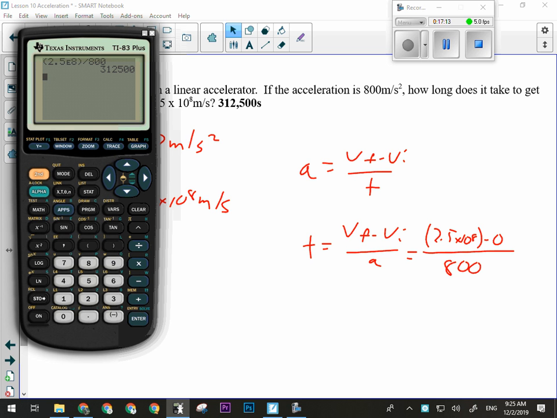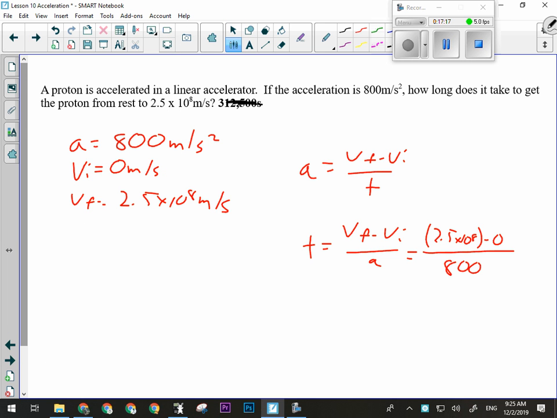Well, that answer should actually be to 2 significant figures. It should look like this: 3.1 times 10 to the 5 seconds, which is what it looks like on your sheet. Okay? Questions on that one? Once in a while, you're going to get a question where you are given a number in scientific notation. Just keep it in scientific notation.